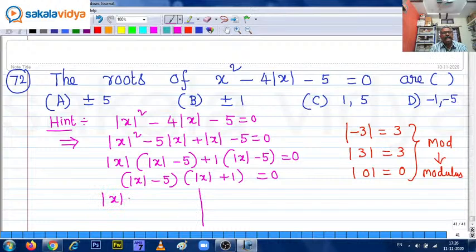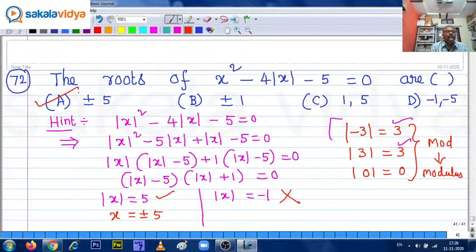Mod x minus 5 is equal to 0 means mod x is equal to 5 and mod x is equal to minus 1. See, you check modulus of values. Mod of negative 3 is also plus 3. Mod of positive 3 is also 3. Mod 0 is 0. Mod can never be negative. Never negative means here mod x equals minus 1 doesn't have any solution. It has the solution here x equals plus or minus 5. Only two solutions. A is the right option.